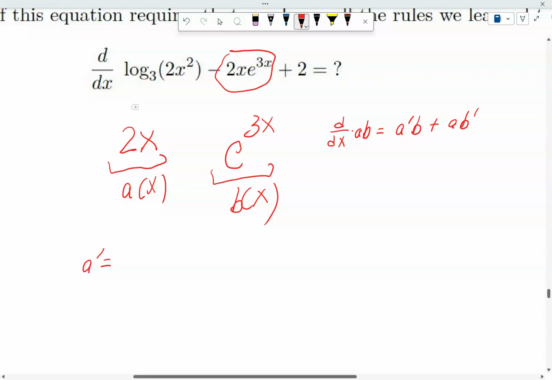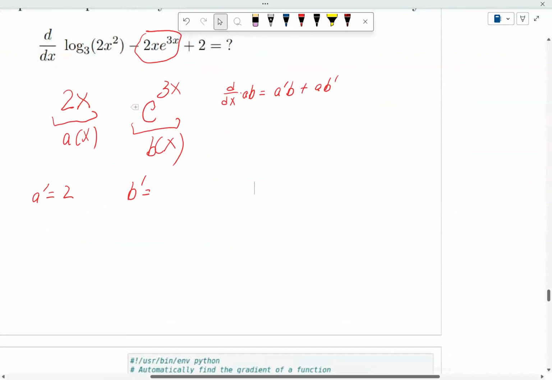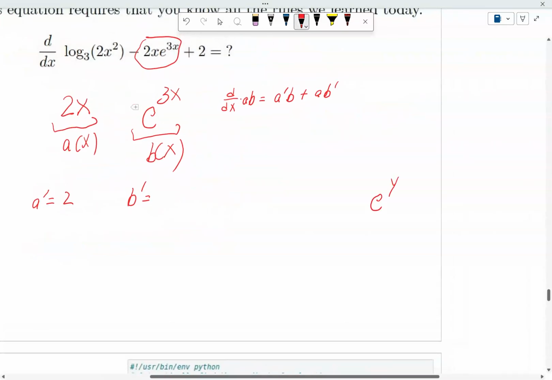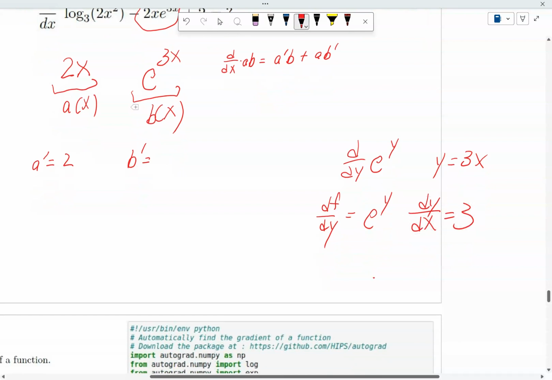A prime is equal to 2, right? If we find a derivative here. Now, b prime here is equal to the derivative of e to the 3x, well, we don't know how to take this directly. What we can do is write it as e to the y, where y is equal to 3x. So the derivative of this is easy, right? The derivative with respect to y is just e to the y. And now this is equal to df dy. We can do the same thing, dy dx, which equals 3. We multiply them together, which is the final derivative, df dx, is equal to 3 times e to the 3x. So 3 times e to the 3x.